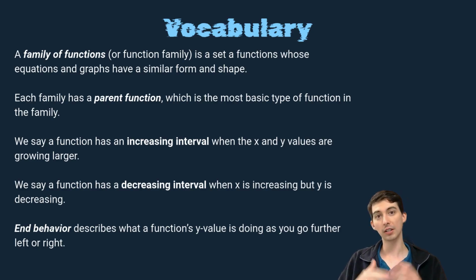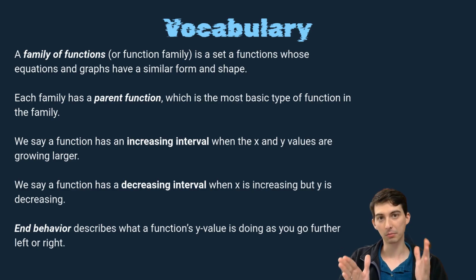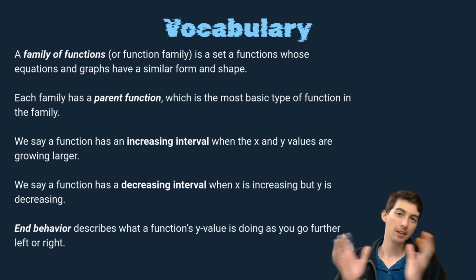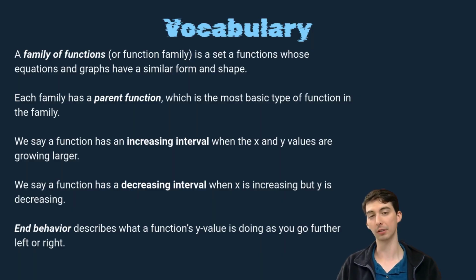A family of functions is a certain type of equation. So you could have quadratics, you could have absolute value. All of those will have a certain thing that makes them unique in their equation, and all of those are going to make the same shape. They may be shifted around or stretched or compressed, which we'll talk about in the next lesson, but they're all going to make the same general shape. And each family has a parent function, or if you're feeling a little wild, you can call it a mother function. That's just the most basic type of equation that you can have in a family.